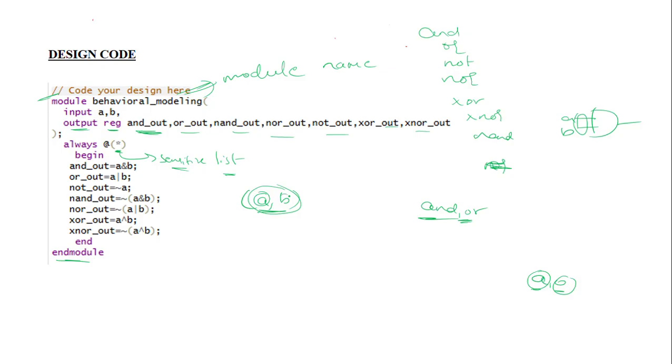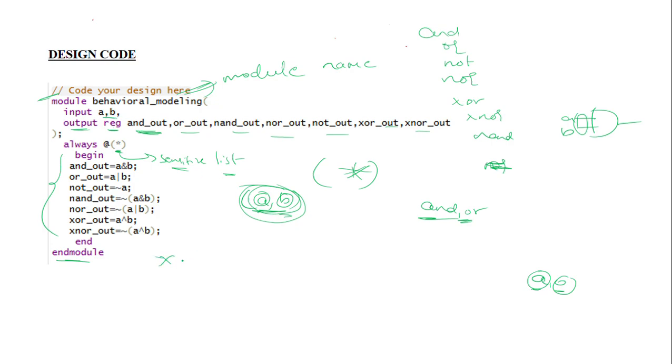So if the A value changes or the B value changes, then only the statements in the always block will execute. If there is no change in the A and B values, there is no use in executing these statements, so Verilog simply ignores them. Whenever there is a change in the sensitivity list, I can represent a star here. What does it represent? It contains all the inputs we take.